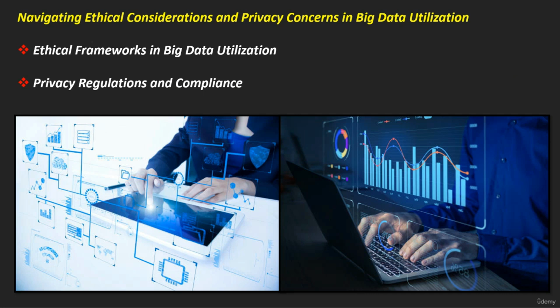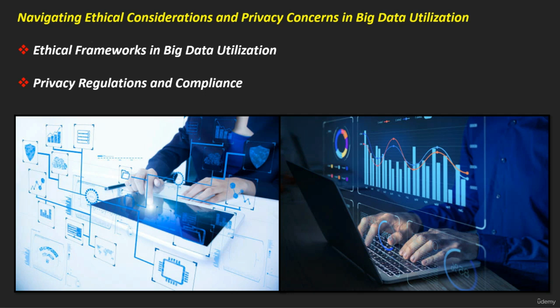One of the most significant privacy regulations in recent years is the European Union's General Data Protection Regulation, that is GDPR. It was enforced in 2018. The GDPR imposes strict requirements on organizations handling the personal data of EU residents, including obtaining explicit consent for data processing, implementing robust data security measures, and providing individuals with rights such as the right to access and erasure of their data.